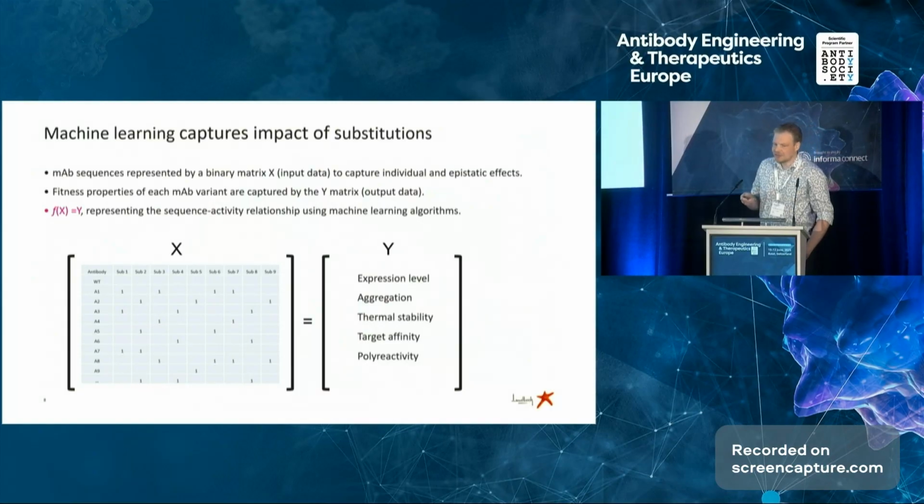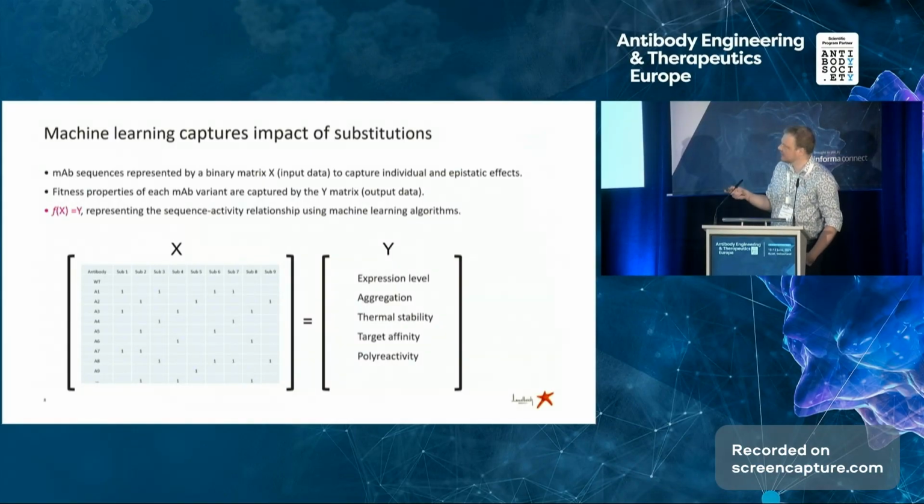So the concept is also shown here of how to couple the sequence space with the functional space. Here on the left we have a binary matrix with different substitutions that we would like to introduce, and we have distributed those over different variants. And on the right side we have the different functional assays that we would like to take these molecules through and keep track of along the way.